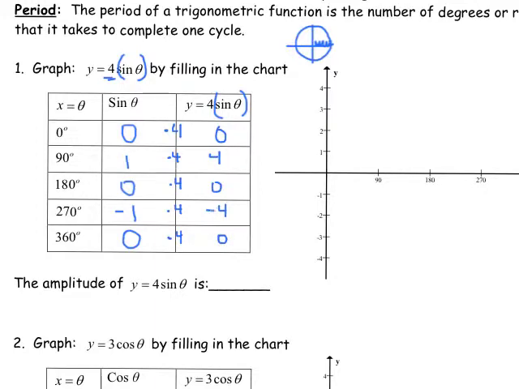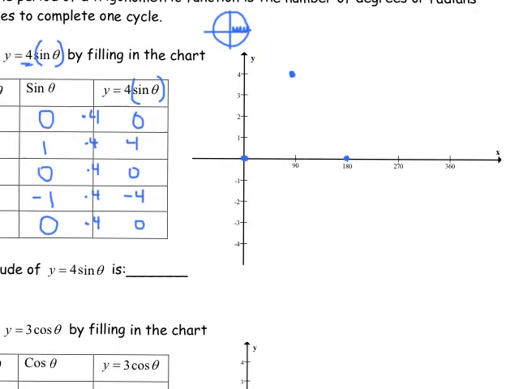So this is our degrees. We're doing degrees right now. This is 0 degrees, we're at the 0. 90 degrees, we're up here at the 4. 180, we're at the 0. 270, we're down here at -4. And at 360, we're back to 0. So this represents 4 sine theta.